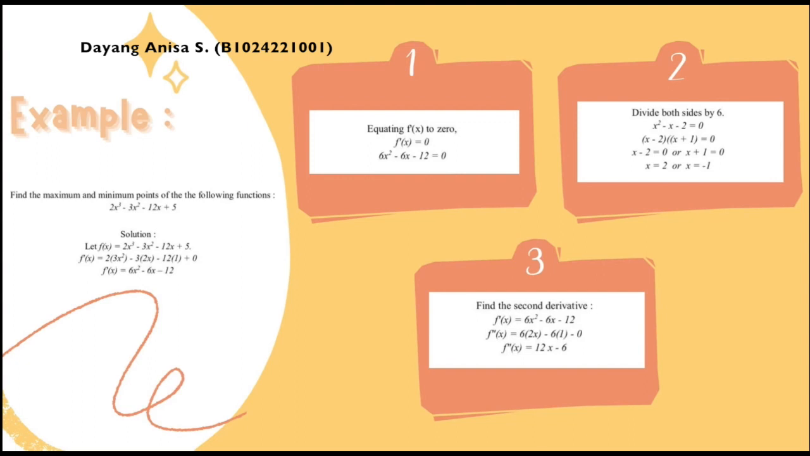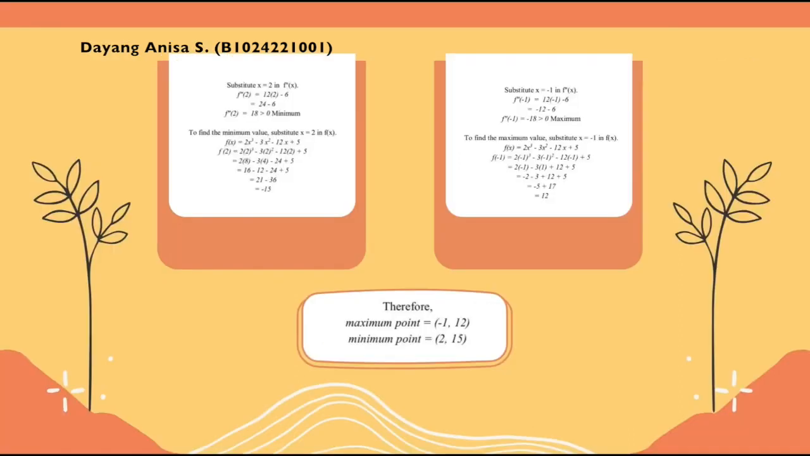The third step, find the second derivative. So the second derivative is 12x minus 6. The next step, substitute x equals 2 in the second derivative. So the second derivative at x equals 2 is 18, greater than 0, minimum. To find the minimum value, substitute x equals 2 in f(x).